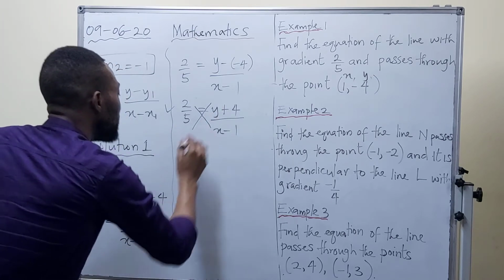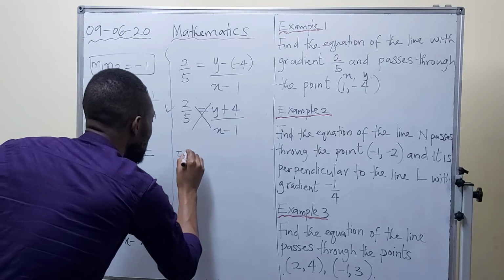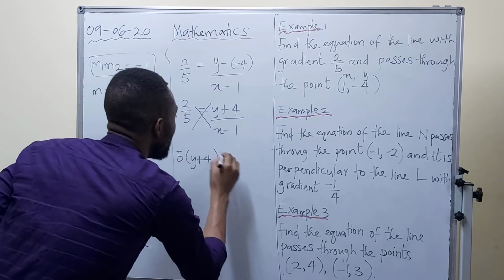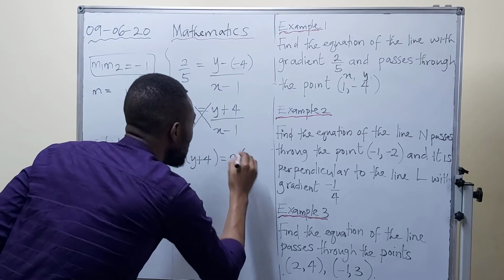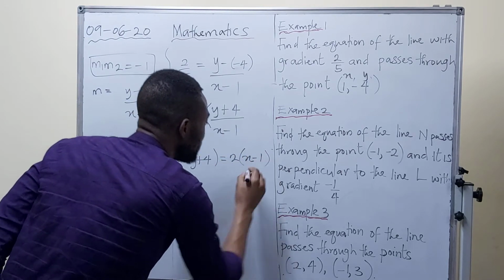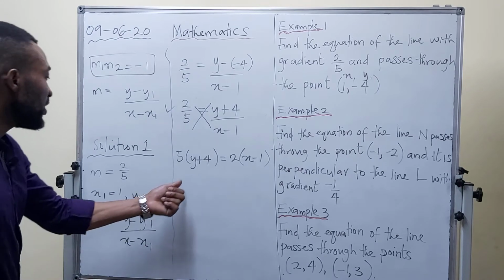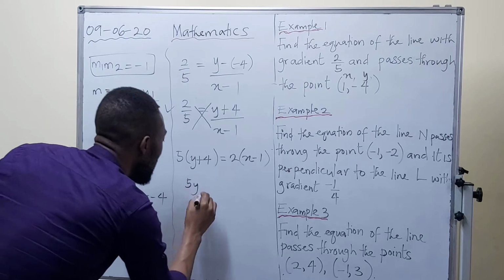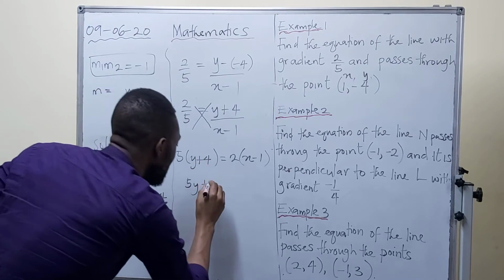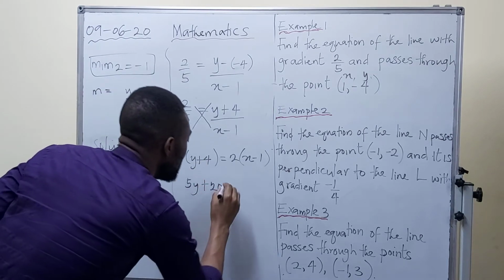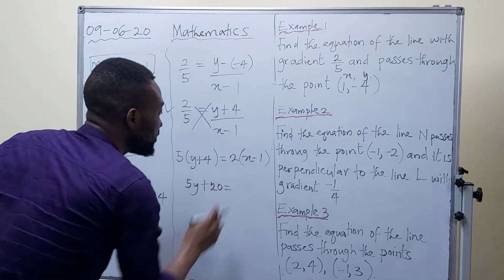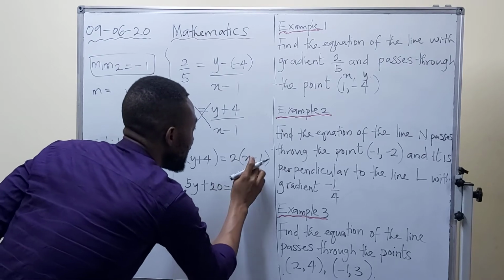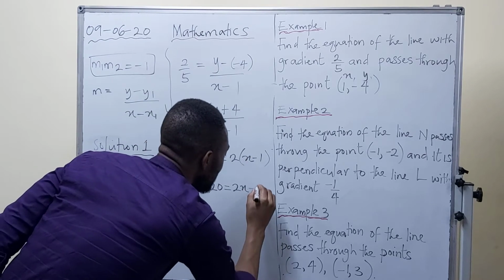So if I cross multiply, this 5 will multiply y plus 4, and it is equal to this 2 multiplying x minus 1. So if I multiply 5 by y, I will have 5y, plus 5 times 4, which is 20. It is equal to 2 times x, which gives 2x, and 2 times -1, which gives -2.